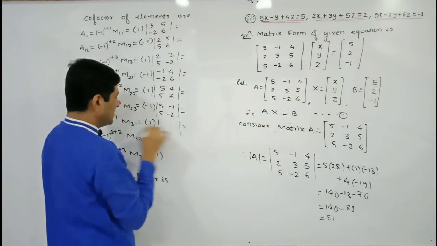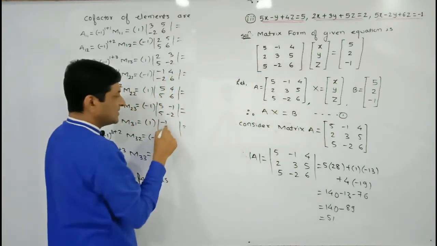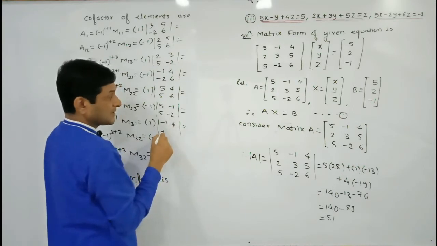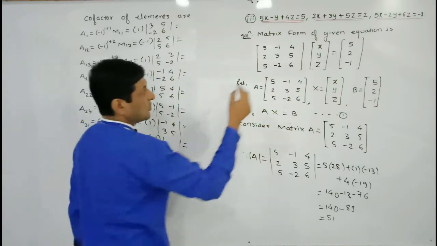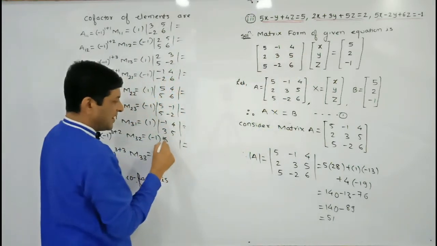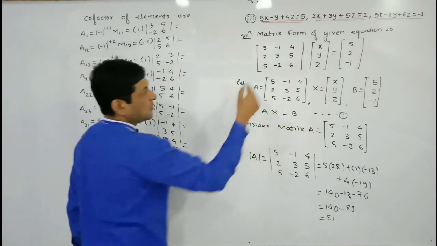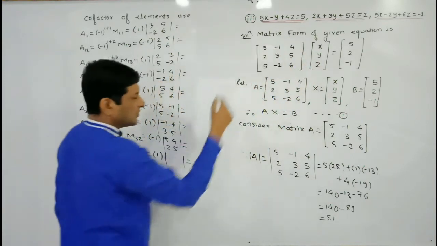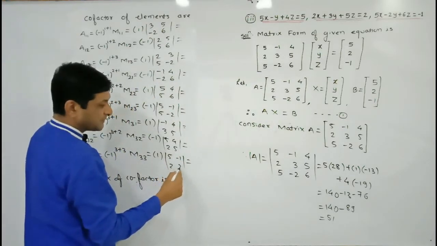Now delete the third row, first column. What will we get? Minus 1, 4, 3, 5. Now delete the third row, second column. 5, 4, 2, 5. Lastly, delete the element of the third row and third column. What will we get here? 5, minus 1, 2, 3.